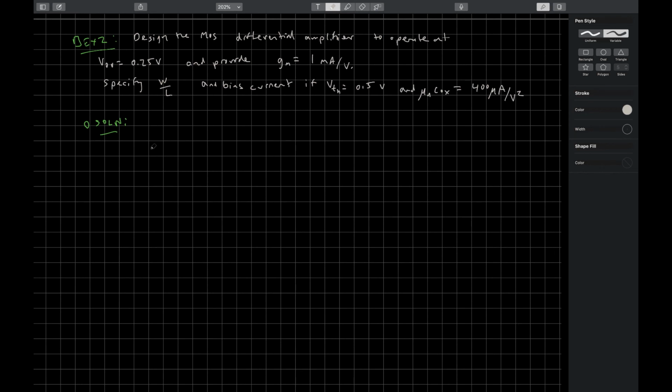Okay, the first thing that I know is that gm is equal to 2 times big I over 2 over V overdrive, which is the same as big I over V overdrive. And I know that I want this to be equal to 1 milliamp per volt. And I also know what I want V overdrive to be. So if V overdrive is 0.25 volts, then that means that 0.25 times 1 milli is equal to big I, which is equal to 250 microamps.